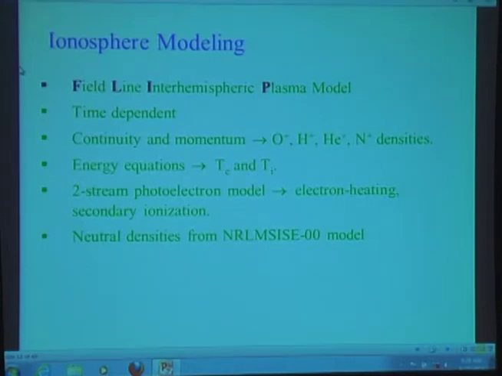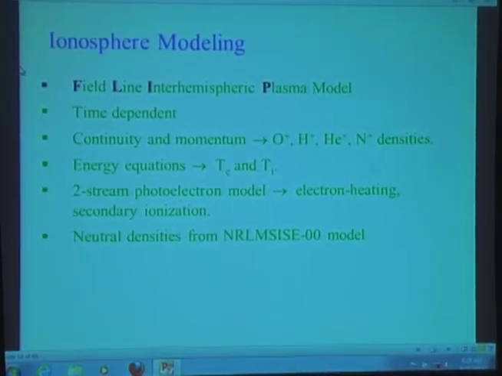I'm going to talk now about how I'm going to be using the C data, C irradiances, and comparing with model results for the ionosphere. And this just is my ionospheric model. It's called the FLIP model for short. And it solves the basic equations that are necessary. It uses the neutral densities from the NRL MSIS model.